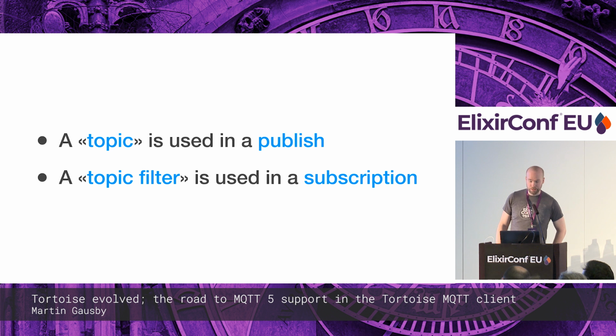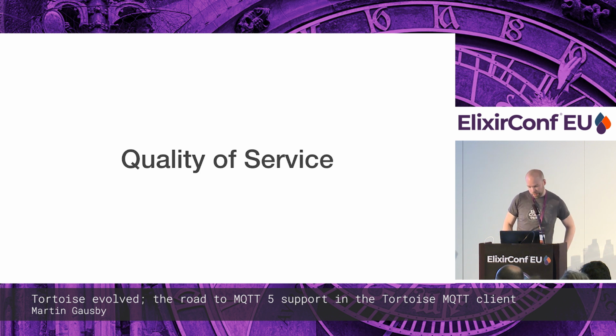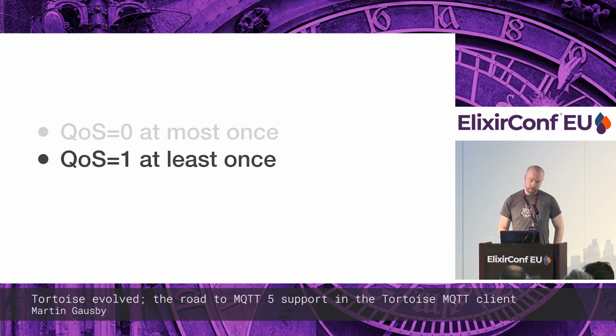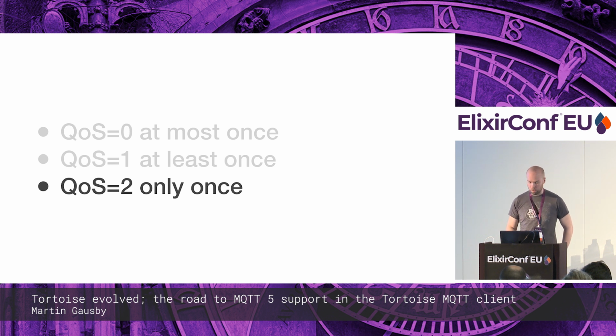A topic is used in the context of a publish, when we send something out. And a topic filter is when we subscribe to something. That's an important distinction. Another important concept in the protocol is the quality of service. When we publish or subscribe, we can do so with quality of service 0, which means you receive the message at most once. Quality of service 1 at least once. And then the final one is quality of service 2, which tries to have an only once receival.